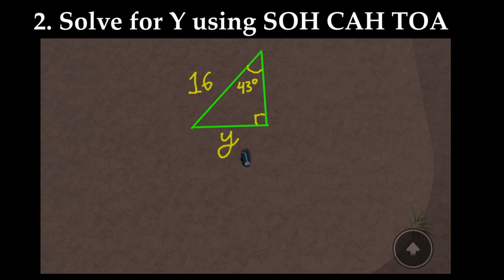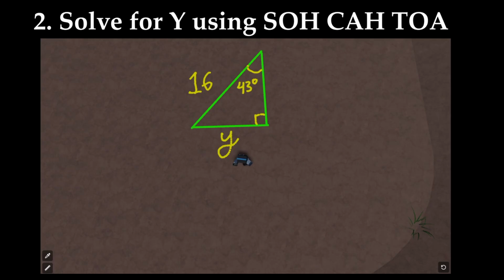So in this problem, we have a triangle with side lengths of 16 and y and an angle of 43 degrees. Let's use SOH CAH TOA to solve for y in this triangle. So the first thing you want to do in any right triangle problem is figure out what the sides are in relation to the angle so we can figure out which part of SOH CAH TOA to use.